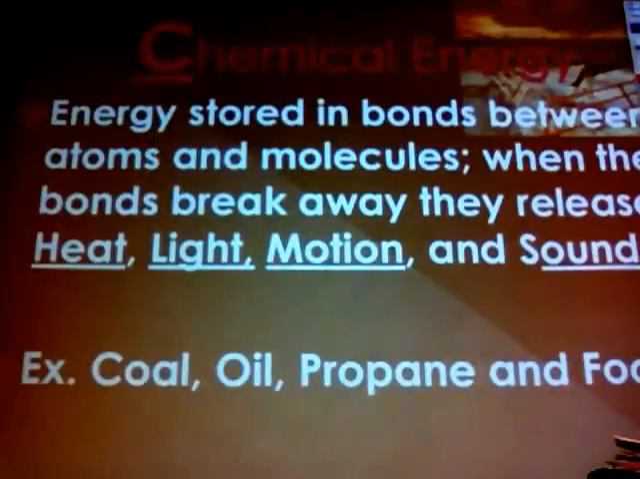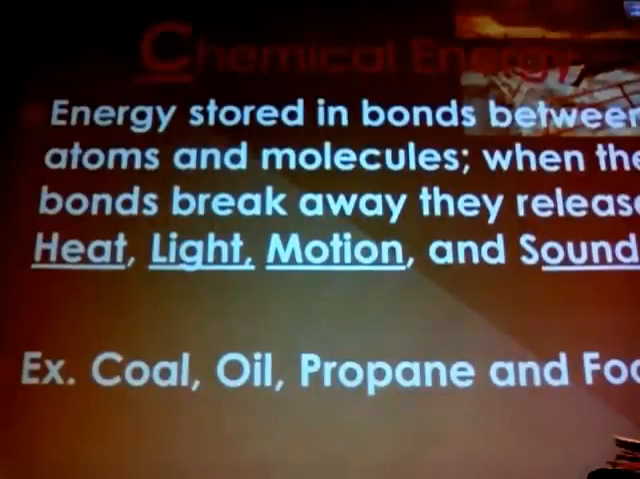Chemical energy is another type of stored energy. Chemical energy is energy stored in bonds between atoms and molecules. When the bonds break away, they release heat, light, motion, and or sound. Some examples: coal, oil, propane, and food.